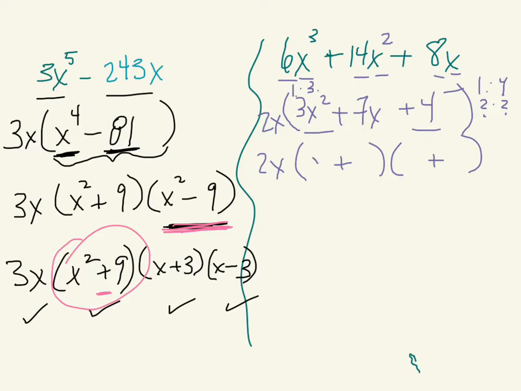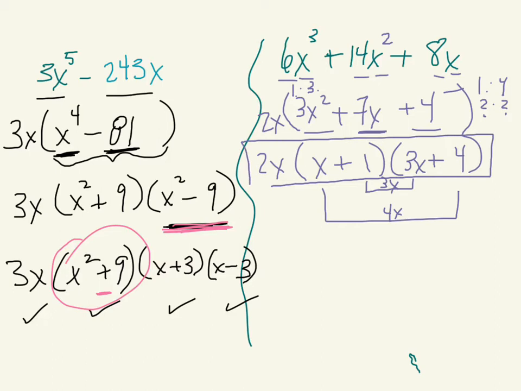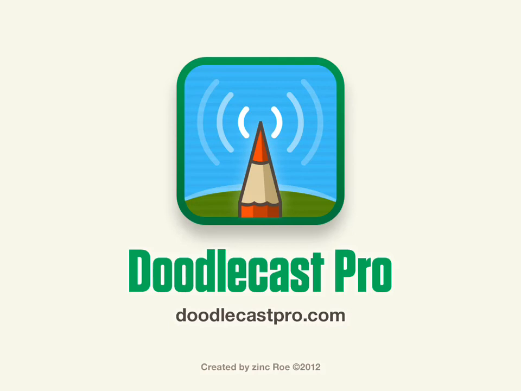That works. So this is going to be 1x and 3x. I said 1 times 4 and 3x times 1. That's going to give you 3x. That's going to give you 4x. That's going to give us 7x. That's what we wanted. And then you look for special cases again. It's not going to happen in this one. So 2x times x plus 1 times 3x plus 4, that's totally factored. That's what you want.